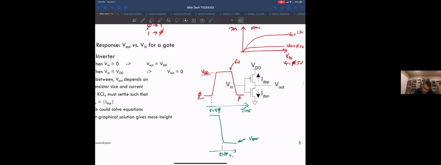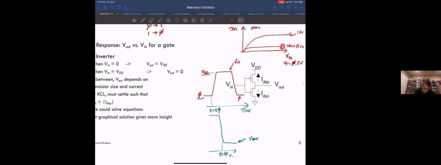Initially, as this guy turns on, my VDS is pretty high for this NMOS, right? The output is at VDD, so the drain is at VDD. The source is at ground. So my VDS is very high, my VGS is fairly low. So I'm going to be kind of right around here.